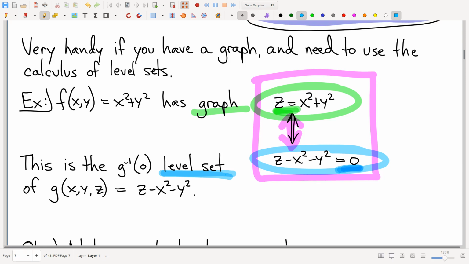So if you want to use the calculus of graphs to understand this surface, then you would apply the calculus of graphs to that function. If you want to use the calculus of level sets, well, you better do it to this function, not f.